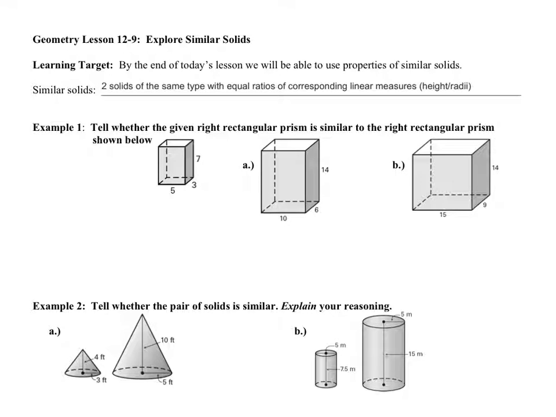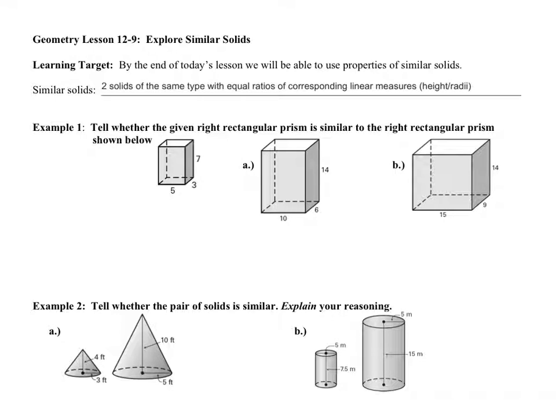Lesson 12-9. Explore similar solids. By the end of today's lesson, we will be able to use properties of similar solids. Similar solids is just defined by two solids of the same type with equal ratios of corresponding linear measures. And that can be the height or the radii.